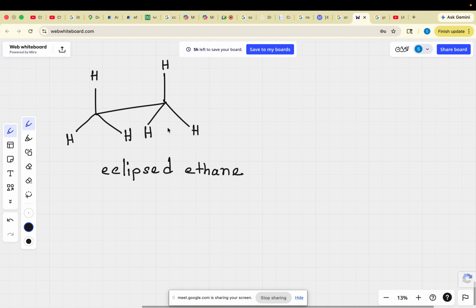So if you have this kind of eclipsed ethane, you can think like this. Suppose you are visualizing this molecule from this side. So what you can see, basically you can see like this. Suppose this is your front carbon and this is your back carbon. In the front carbon you have 3 hydrogen. If I rotate by 120 degree, they will exchange their positions and you will get your equivalent structure.